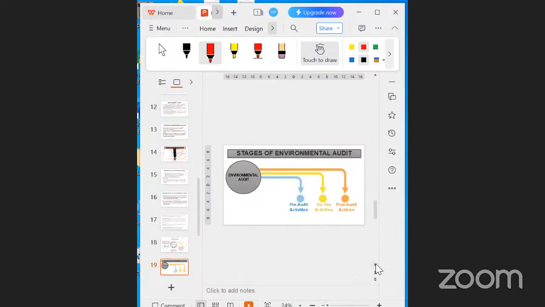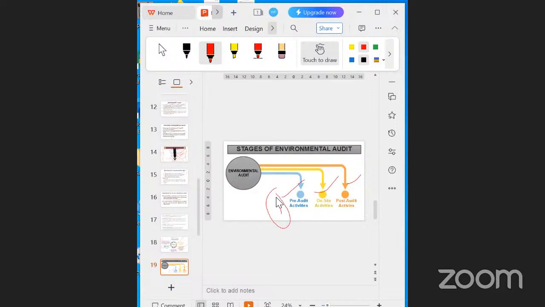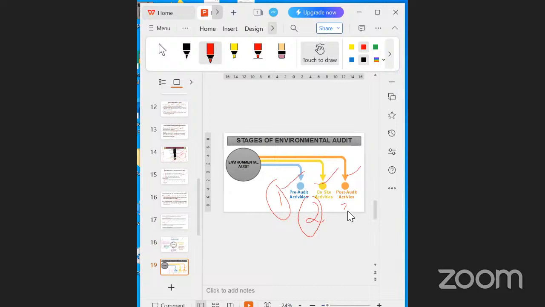Now, these are the stages, right? This is also a very important question. In your examination, they ask anyone from this, right? There are different approaches used for environmental auditing. Environmental auditing consists of mainly how many phases? There are 3 phases. The first one is pre-audit activities, the second one is on-site activities, and the third one is post-audit activities, right? So remember this, any of these activities can come in your examination, right?